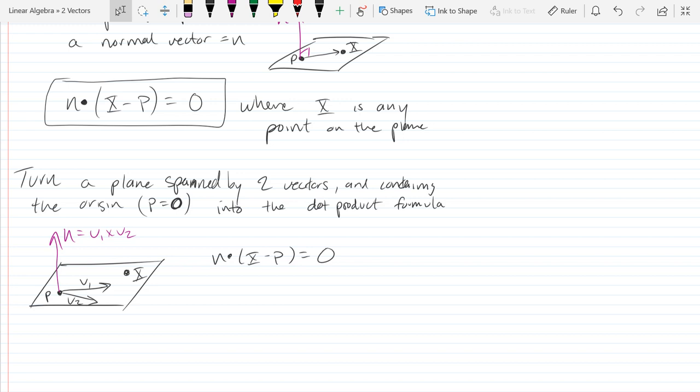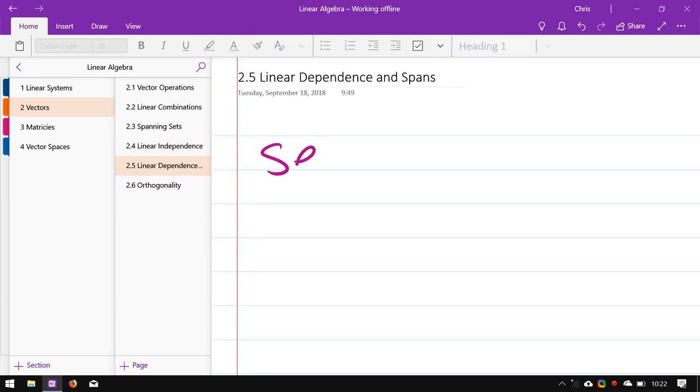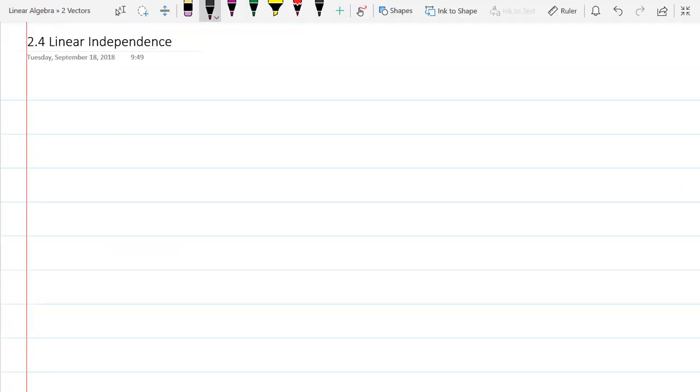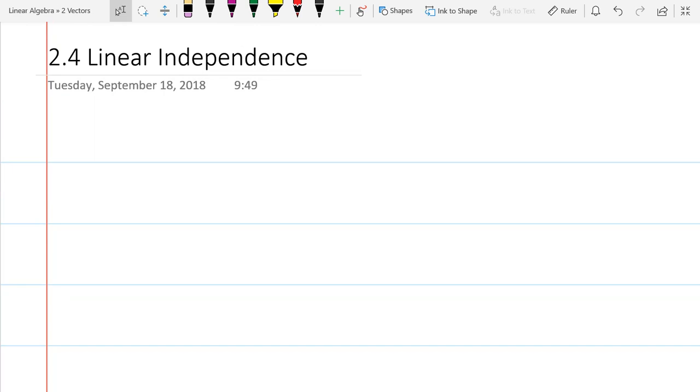So let's look at linear independence slash dependence. I'm going to write all the notes for this section in 2.4 because I'm going to do independence and dependence at the same time. So I'm going to put 2.4 and 2.5 together, so I'll just write it in 2.4. So I'll write all our notes here. So let's start out with the definition.